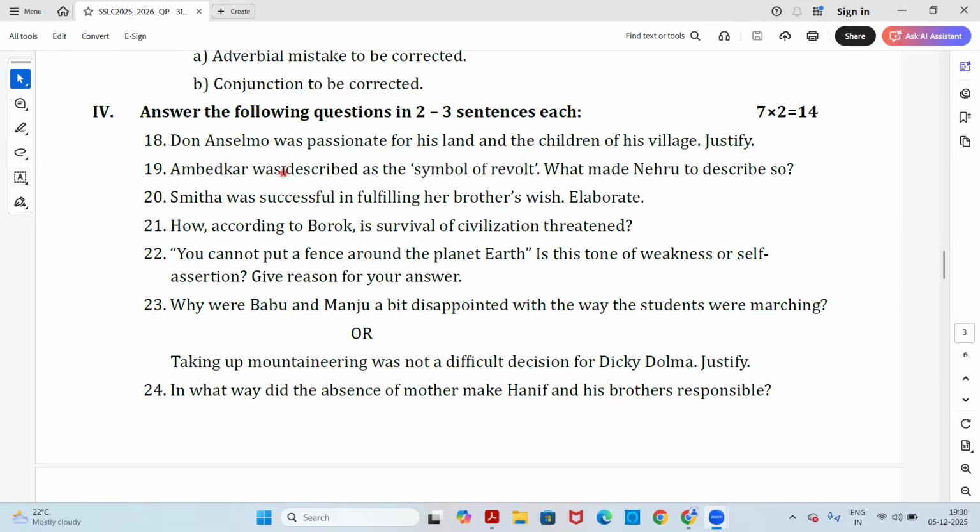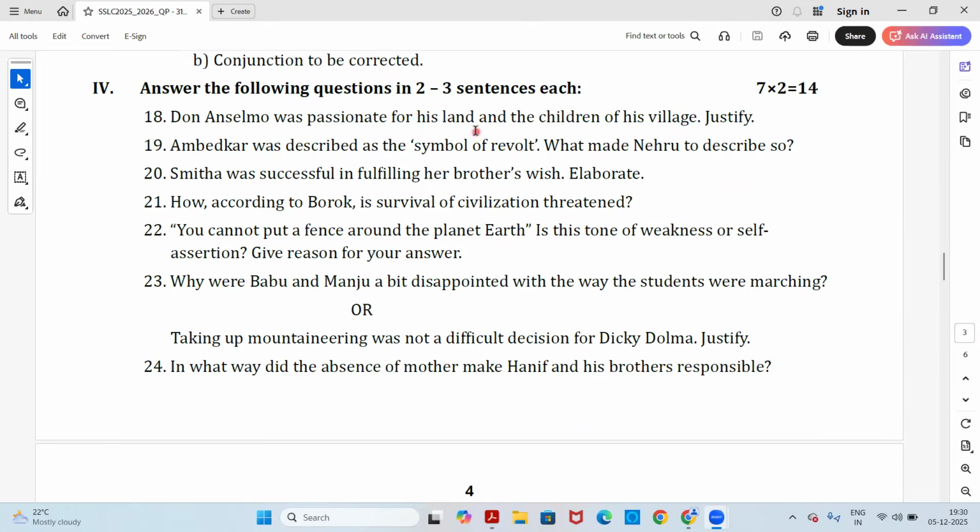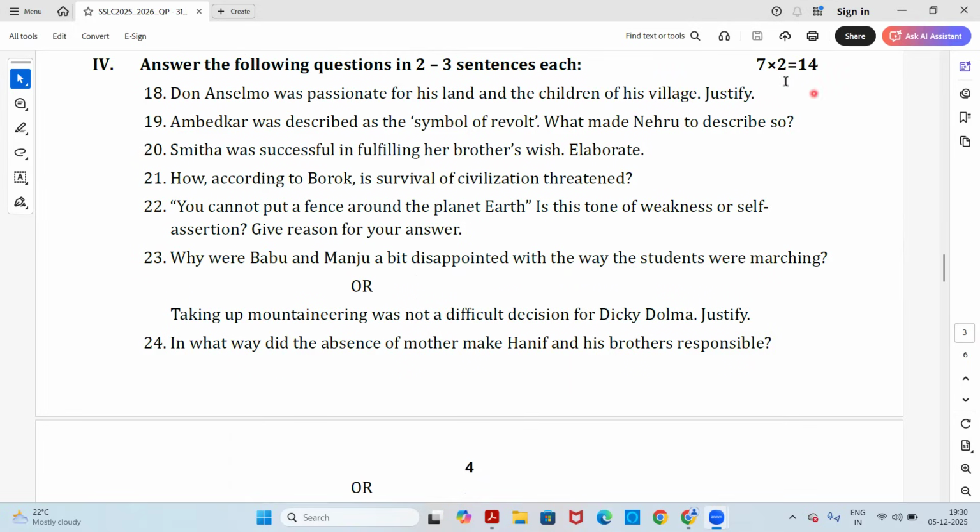Now we are moving to the next main. Answer the following questions in 2 to 3 sentences. Now these are 2 marks questions. You have 7 questions in total. The whole main is for 14 marks.